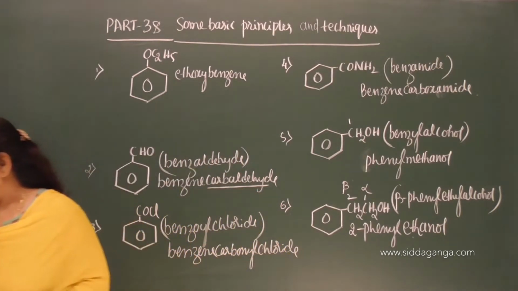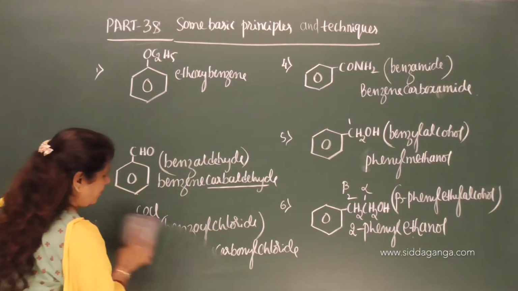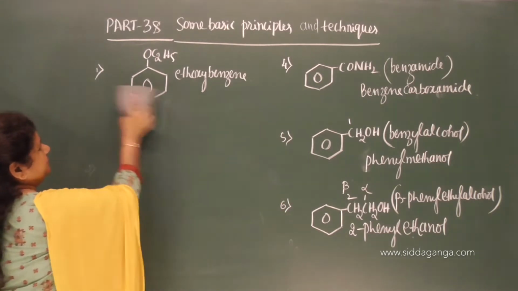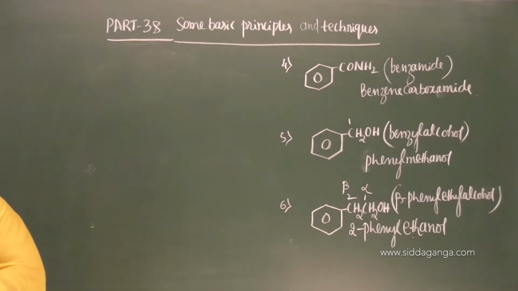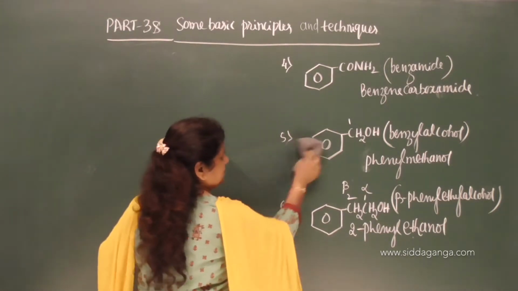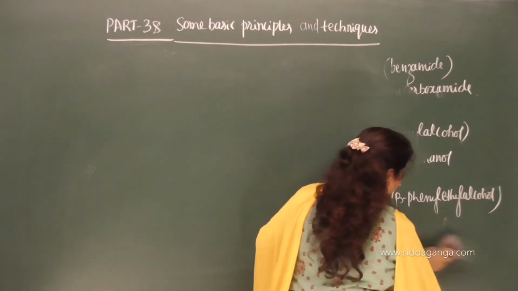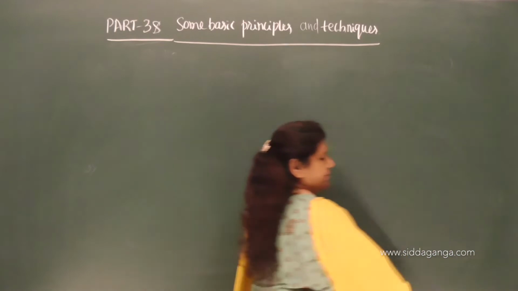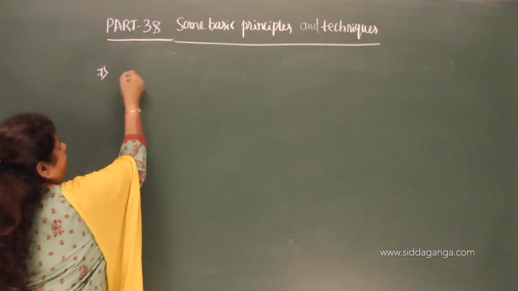Okay, now let us move on to a few more examples. Note down the compounds and try to give the IUPAC name. So 6 compounds are completed. Move on to the 7th one. Write down a few more examples.